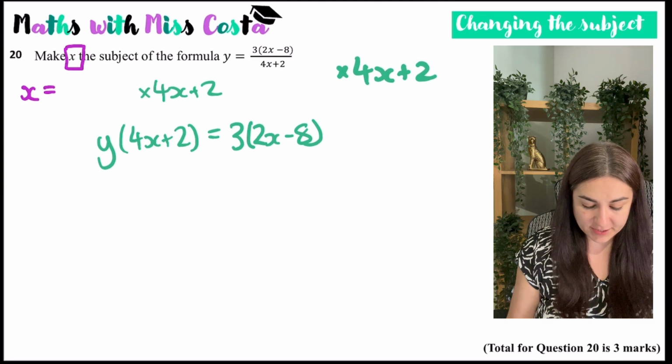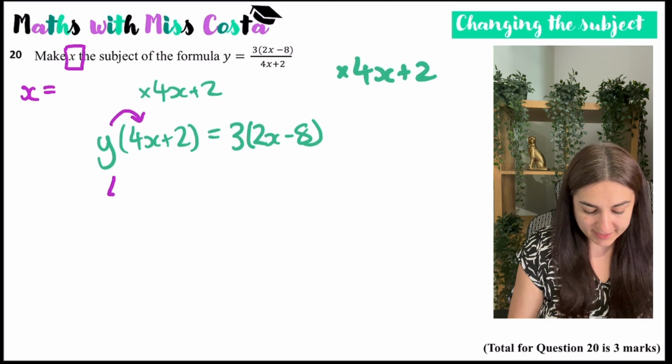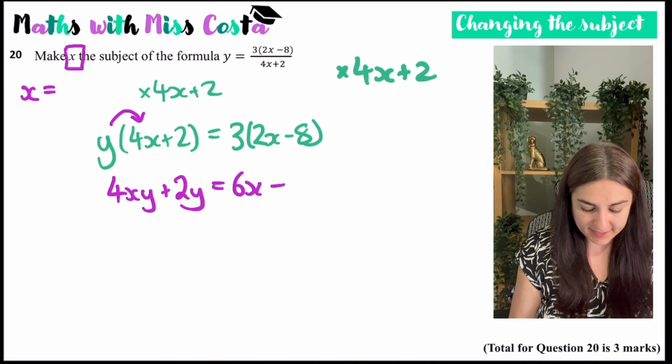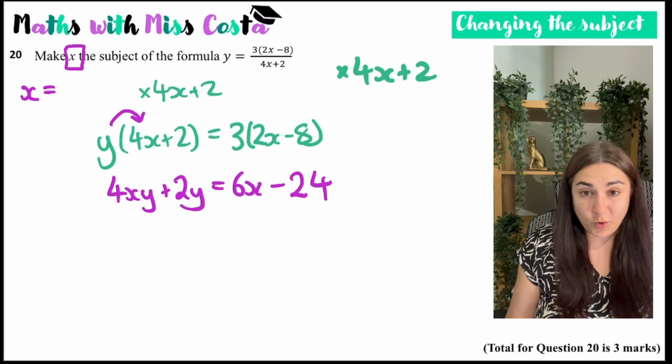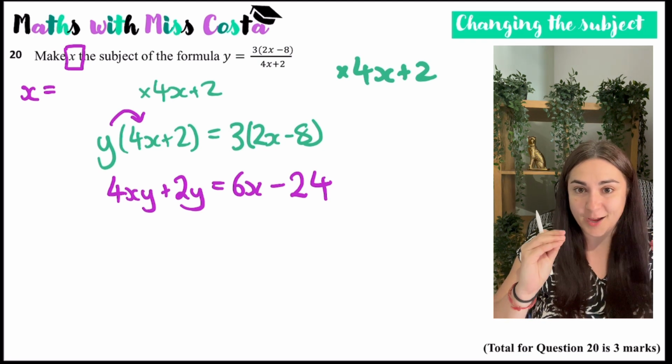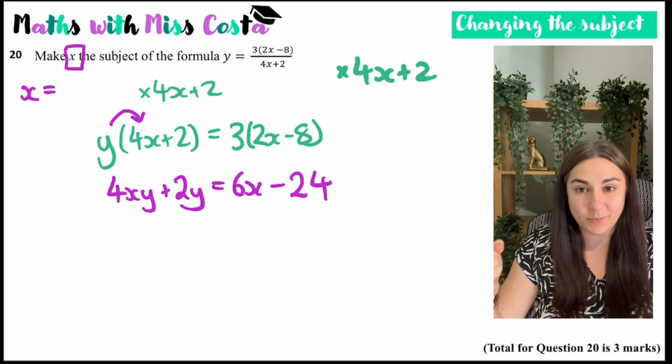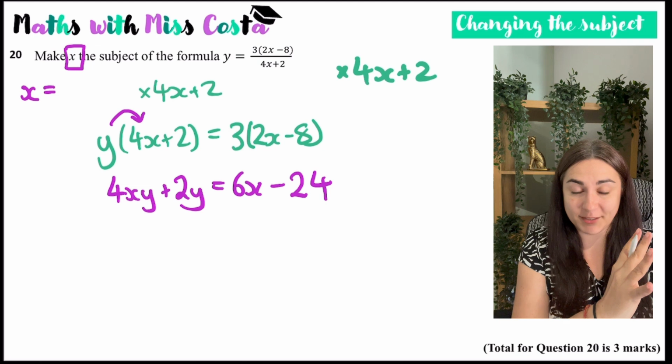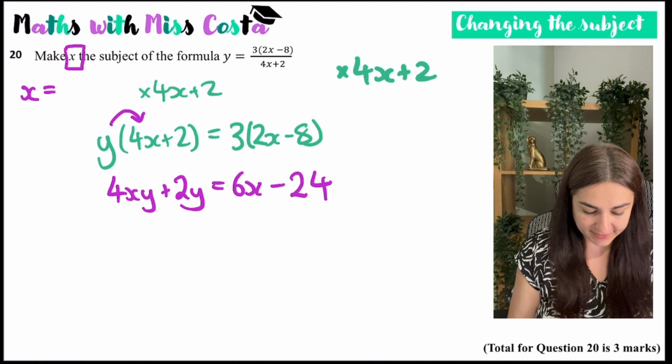So what I could do is first I could expand the brackets. So I'd be left with 4xy plus 2y equals 6x minus 24. Now, I've got x on both sides of the equation, and I've got x in terms that are not like terms. And if this happens, this is where it's a key sign that all we need to do is factorize. So let's bring the x terms onto one side, and then we can factorize.